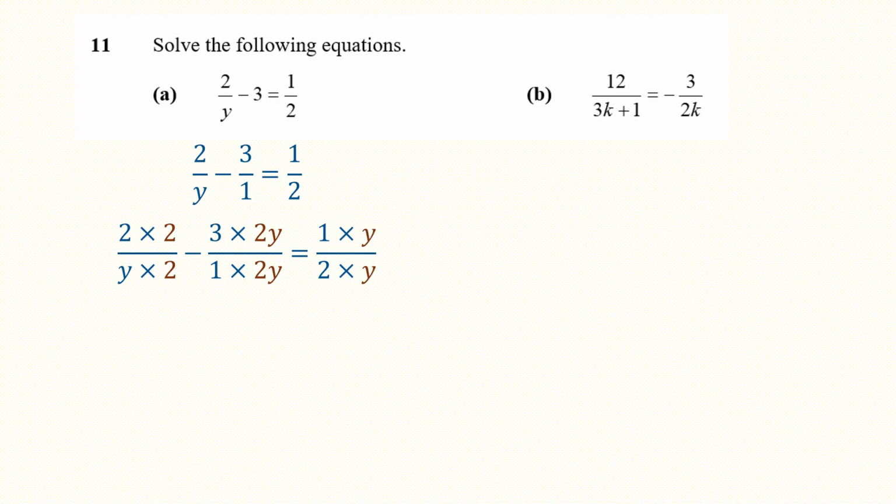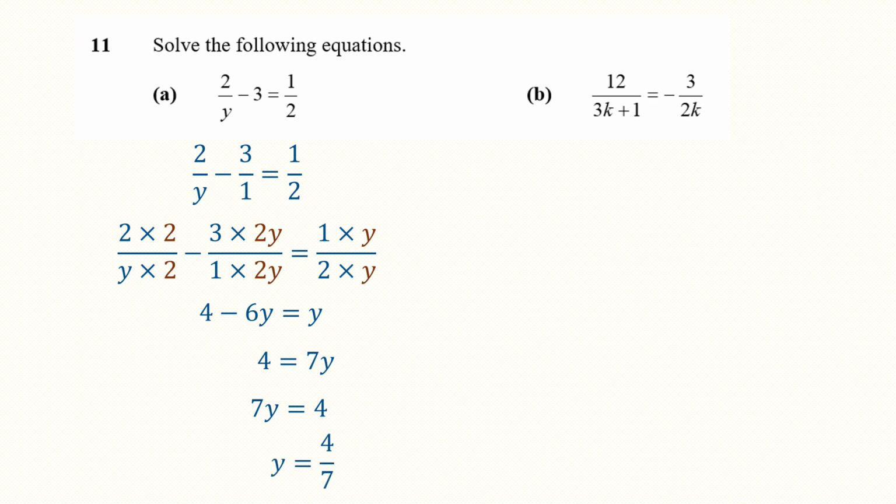We just compare the numerators. So that will give us 4 minus 6y equals y. Add 6y to both sides so that you get 4 equals 7y. And since we're finding the value for y, we have to make it on the left hand side. So 4 equals 7y is the same as 7y equals 4. And divide by 7 on both sides to find 1y. So let's look at part B.